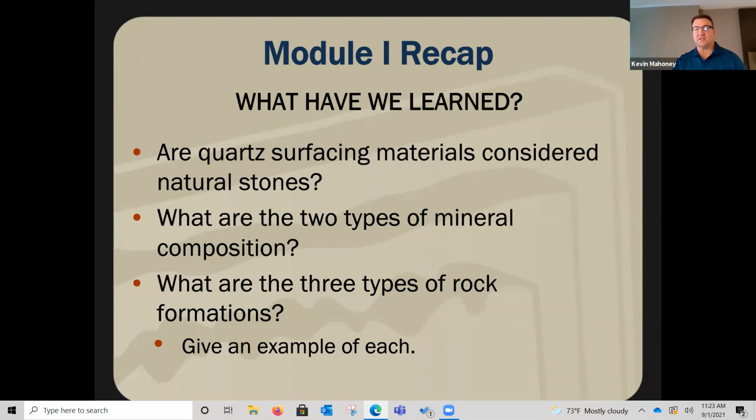What are 2 types of mineral composition on stone?